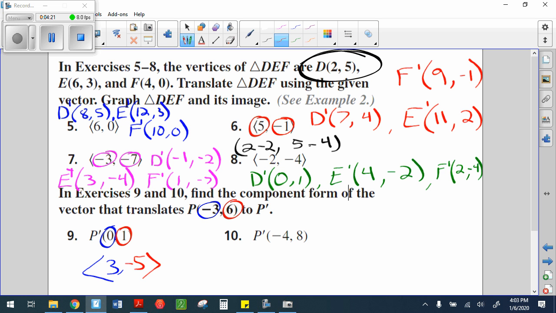For number 10, I'm going from negative 3 on the x value to negative 4. So that's just 1 to the left. And then I'm going from 6 on the y to 8 on the y. So I'm going to go up 2.